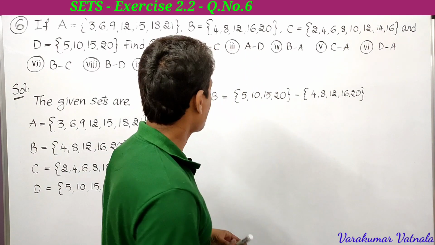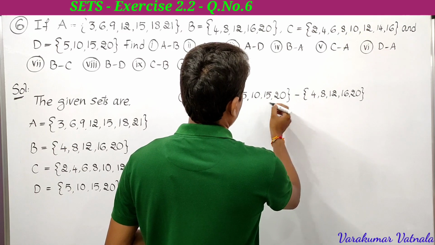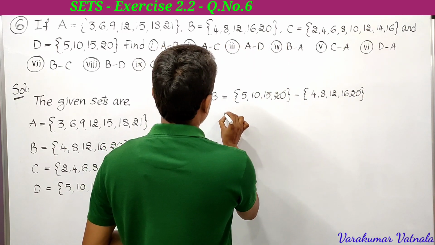So now cancel the common elements. So only 20 is the common element. Here 20, 20. So that's all. So write the remaining elements.